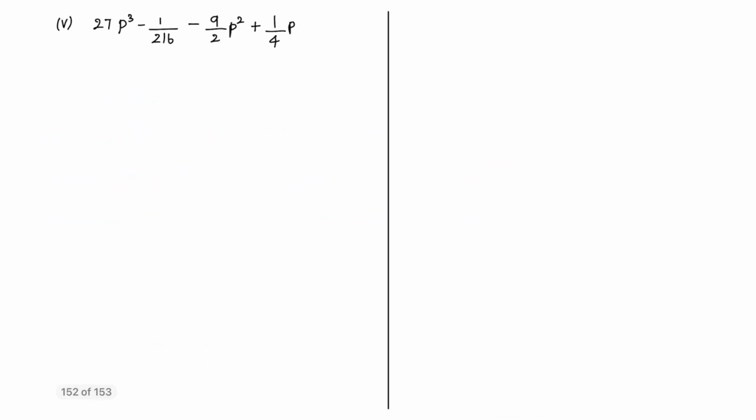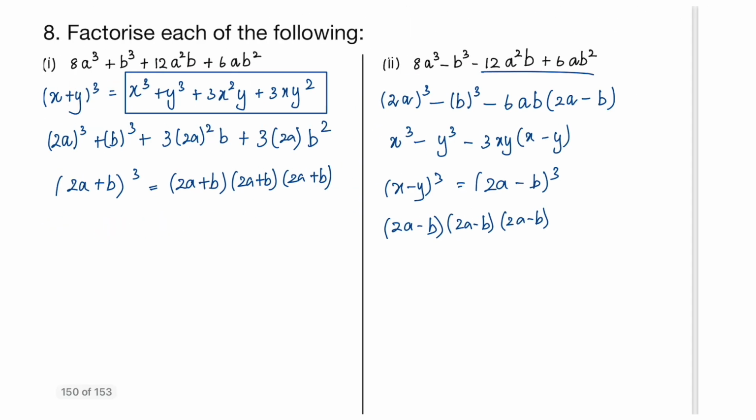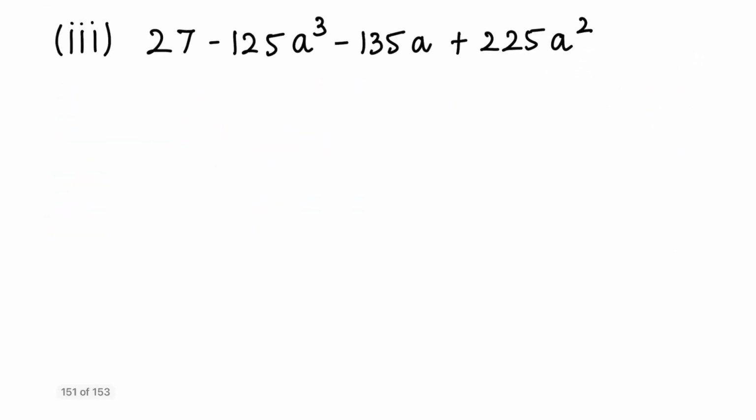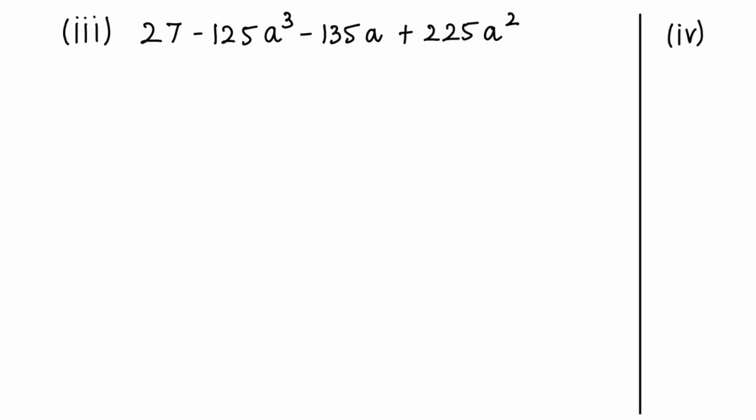Moving on to the next subdivision, we have 3 more subdivisions to go. Moving on to the next subdivision here, so it's 27 minus 125a cube minus 135a into 125a squared. Okay, this 27 is 3 cube, right? We can write this as 3 cube, and 125 is 5 cube, so 125a cube can be written as 5a the whole cube.